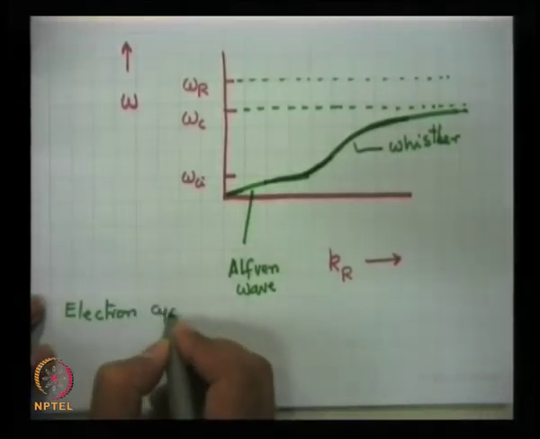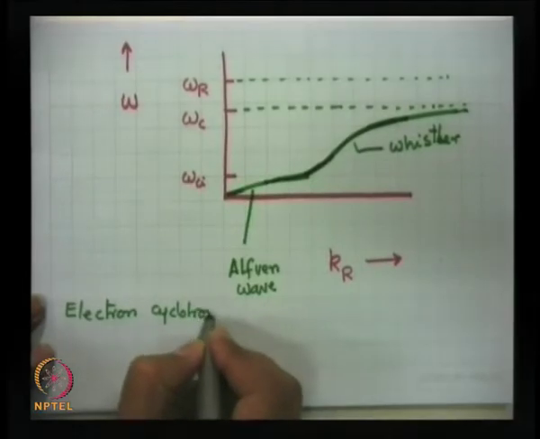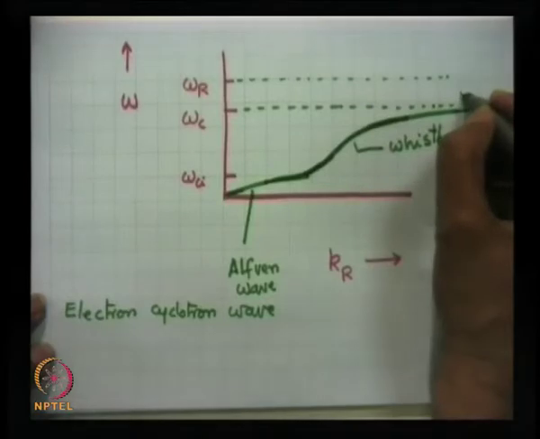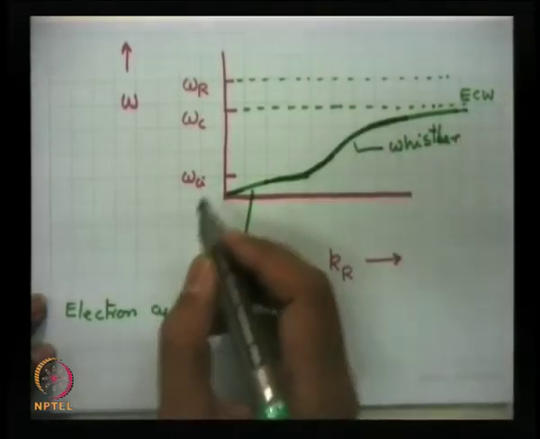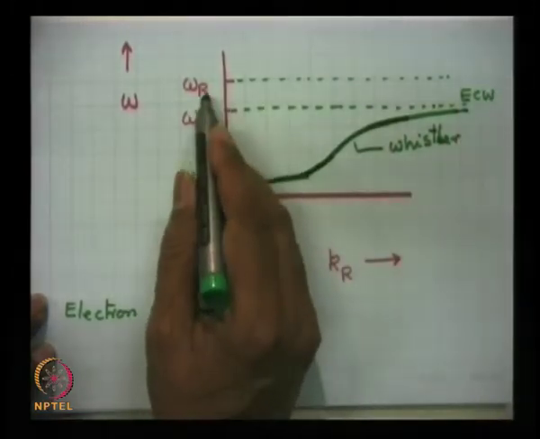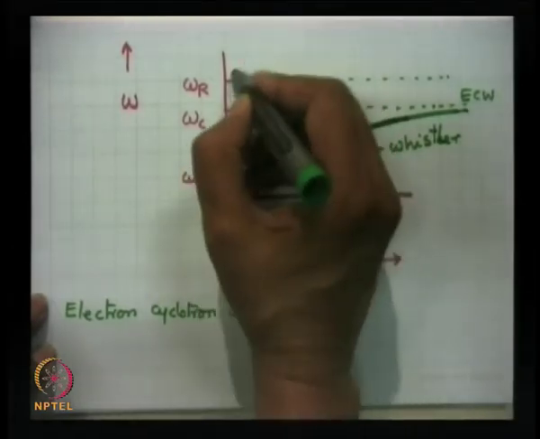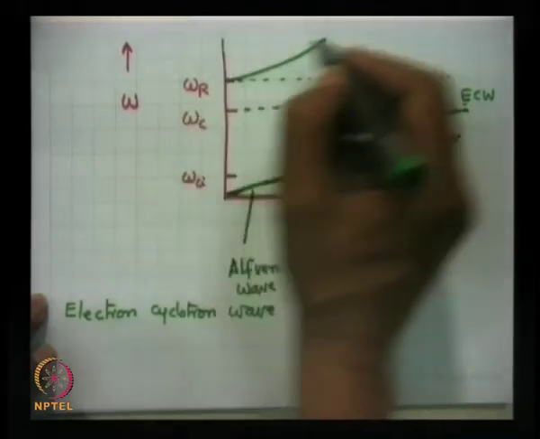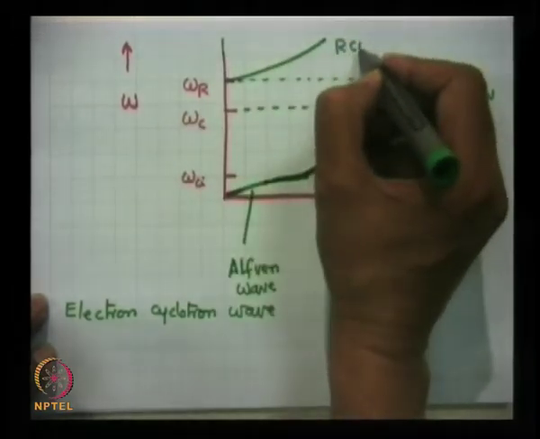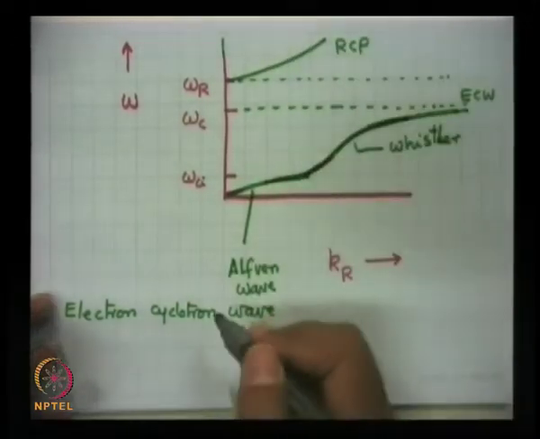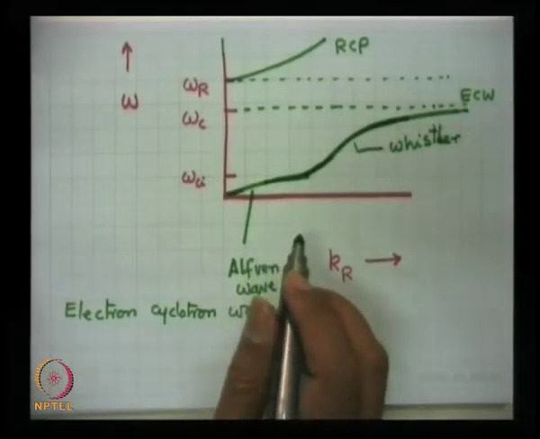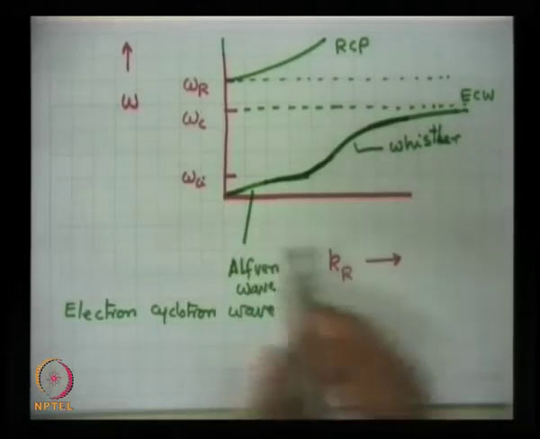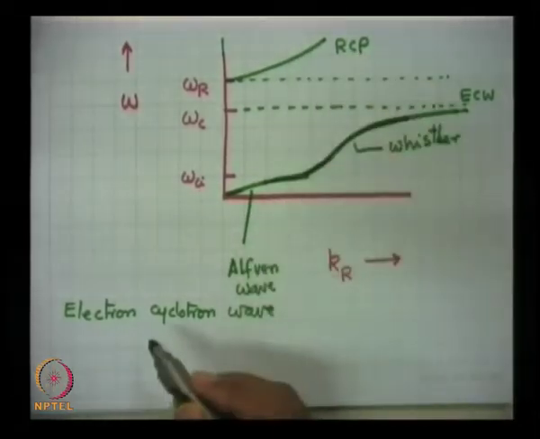Electron cyclotron wave. This is called, I can call it ECW. And for frequencies higher than right-handed cutoff, the wave goes like this. This is simply called RCP. All these waves are RCP waves when they travel in the direction of magnetic field, but their characteristics are different, phase velocities are different. Obviously, everything is right circularly polarized.